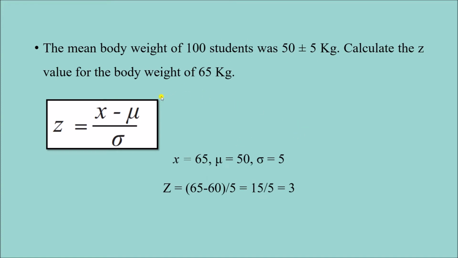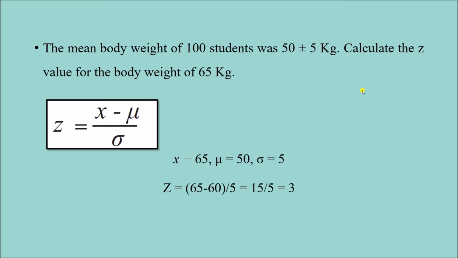Here is an example. The mean body weight of 100 students was 50 plus minus 5 kg. This means 50 kg is the mean body weight and the 5 kg is the standard deviation. Whenever you get a figure like this, the mean value is this plus minus something. This plus minus value means the standard deviation value. So calculate the z value for the body weight of 65 kg.